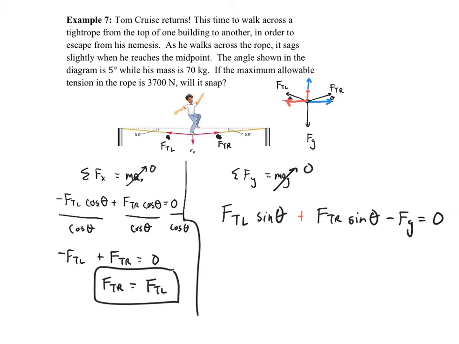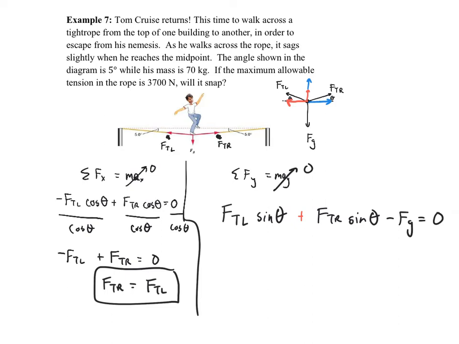So again, the question was, why is the x direction important to get a result from? Because if I started in the y direction, how many unknowns do I have right now? Look at the y direction. Think about what is given in the problem. Which of these are unknowns, which are known? You would have two unknowns. FTL and FTR are both unknowns. Sine theta is known because it's 5 degrees.